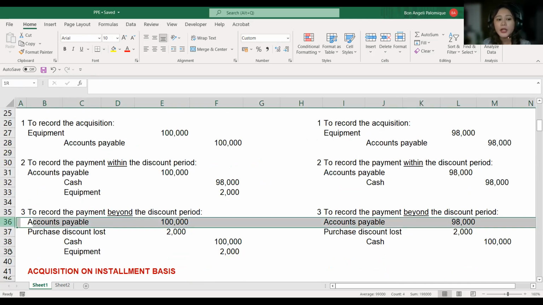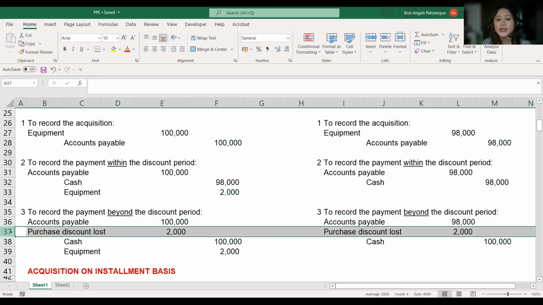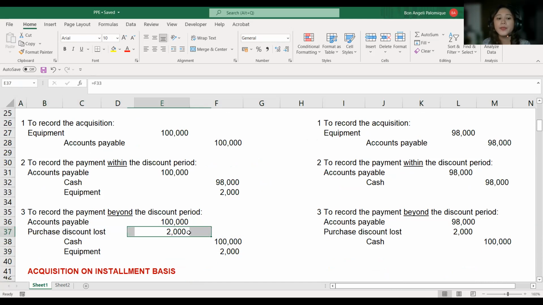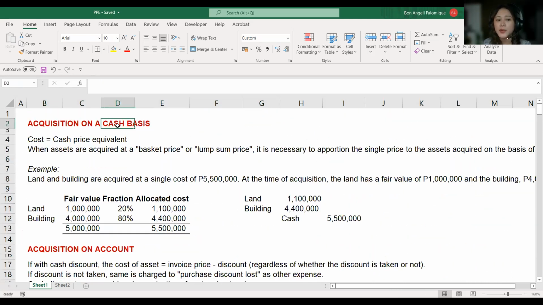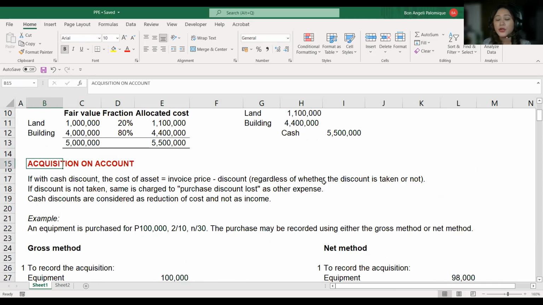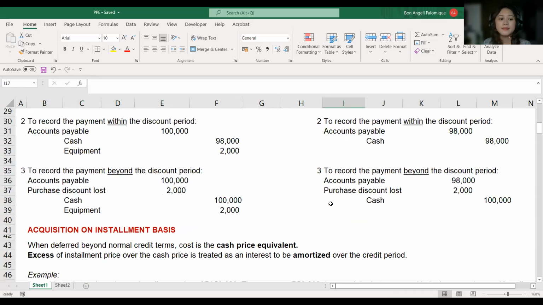So ang ating recording naman doon is magbabayad siya ng 100,000 and magkakaroon ng purchase discount loss. Okay. So, ganoon ang ating treatment for acquisition on account. Kailangan mo tandaan for cash basis, fair value hatian kapag lump sum. On account, yung sales discount will be deducted regardless discount is taken or not.